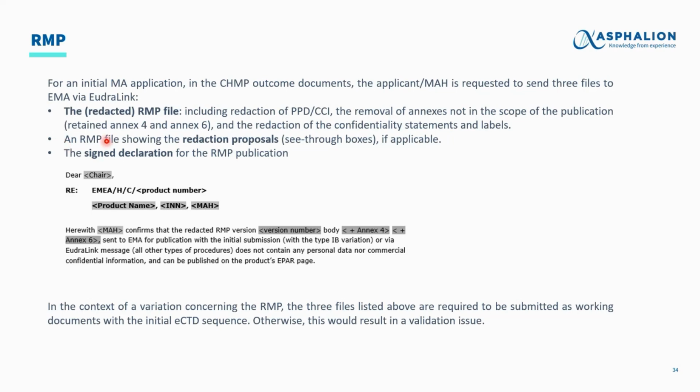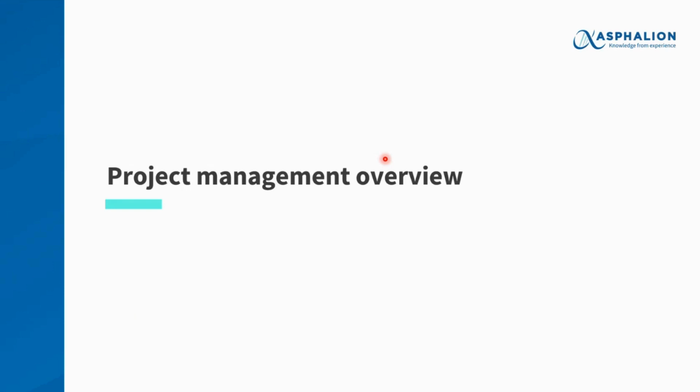Then the file showing the reduction proposals, if applicable, if there are some boxes applied on the document. So this document should be provided, and then a signed declaration for the risk management plan publication. If this is not included in a variation, you will receive validation comments for amendment.